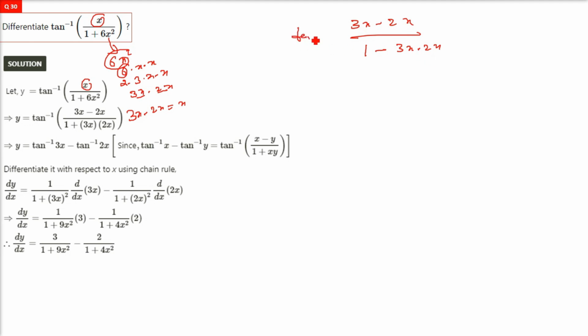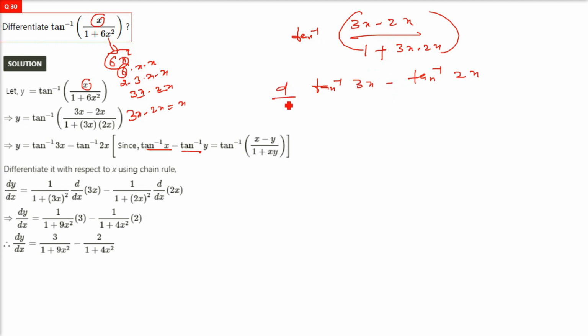So you have a tan inverse outside, and you know up till now what we have done. It will be tan inverse 3x minus tan inverse 2x, because tan inverse x minus tan inverse y is tan inverse of x minus y by 1 plus xy. Right? So this is the relation, you have to remember it. So tan inverse 3x minus tan inverse 2x, we have to differentiate. This is your final thing.